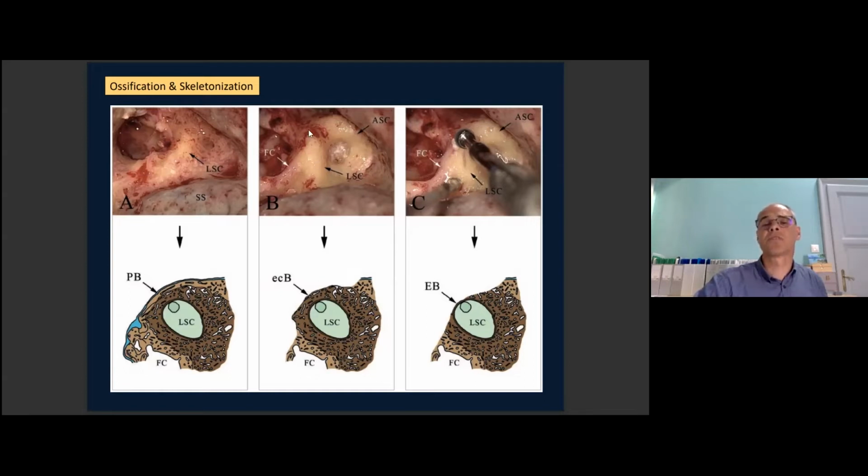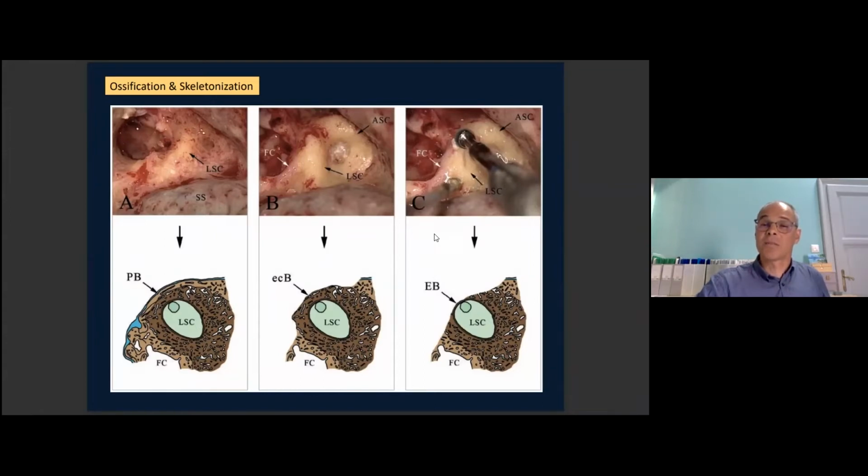So you should remove all the red parts of the labyrinth. If you drill more bone away, you have to reach this endosteal bone, and this is the classical blue line technique. The bone is so thin that it is transparent. So this is a good technique.